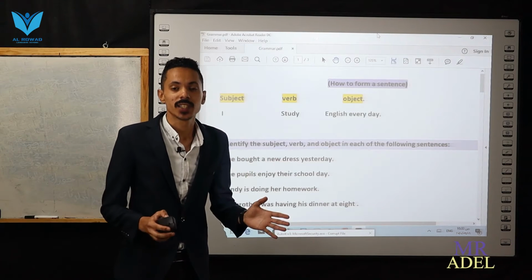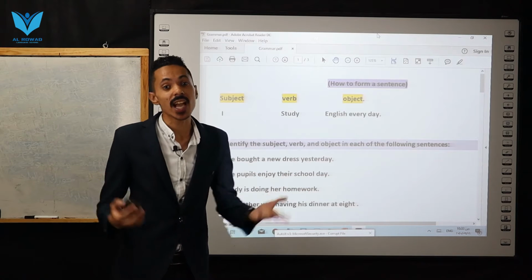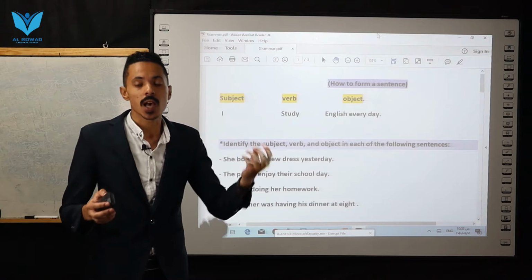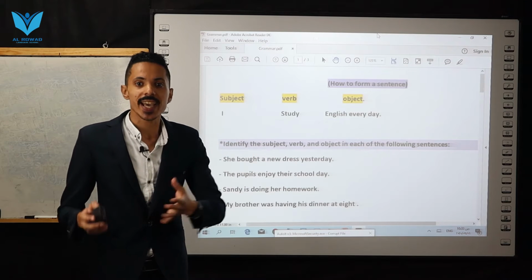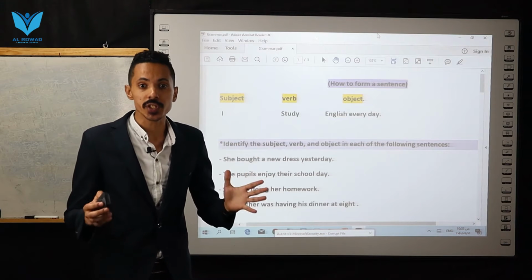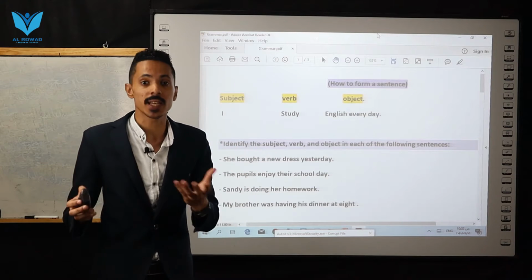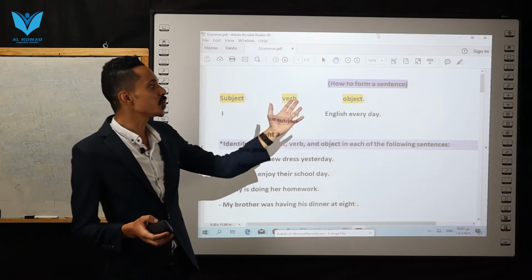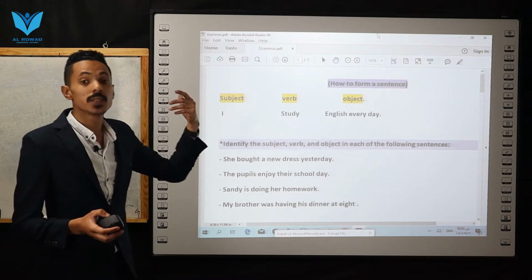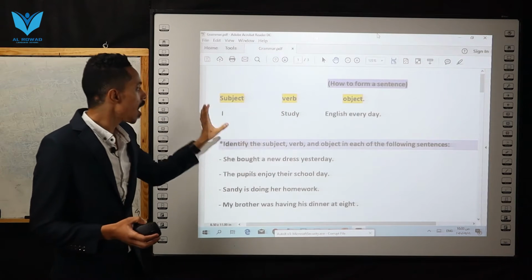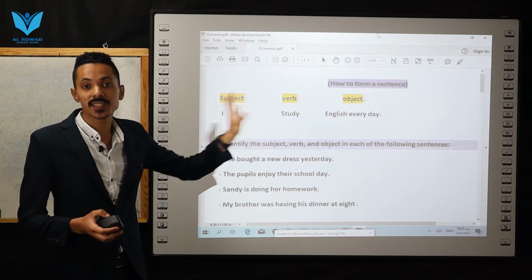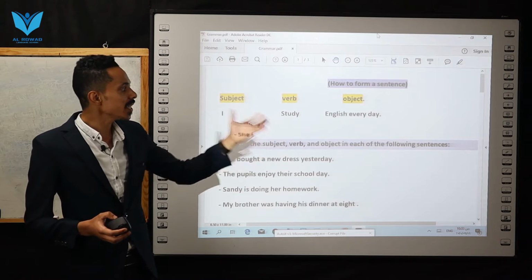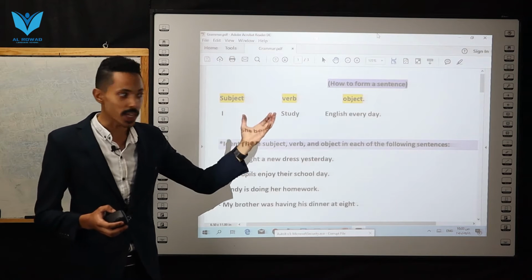Hello, grade 5. Today, before taking our grammar, the present perfect, we will talk about how to form a sentence. And this is important to know how to form a sentence. Why? You will see now. Here, how to form a sentence. Subject, verb, object. I study English every day. I is the subject, study is the verb, and English every day is the object.